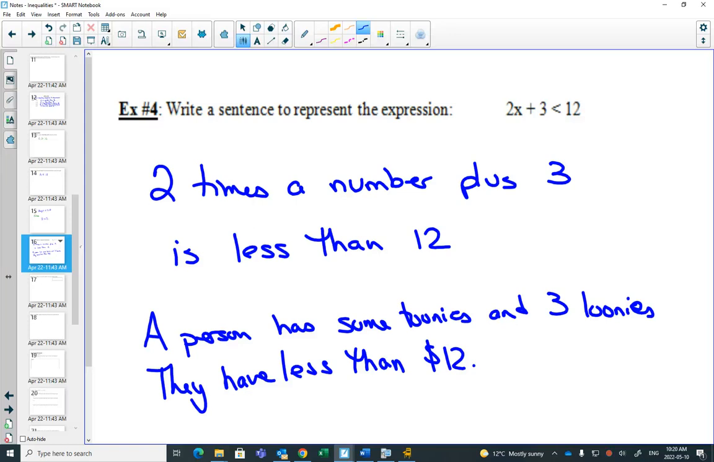Now, mathematically, can you see if you put a -1 in for X, it's true? -2 plus 3 would be less than 12. If I put a -1 for X, or a minus number for X, it's still true for the first sentence. But for our second sentence, it no longer makes sense. You can't have -2 toonies. Maybe a person's in debt. Okay.